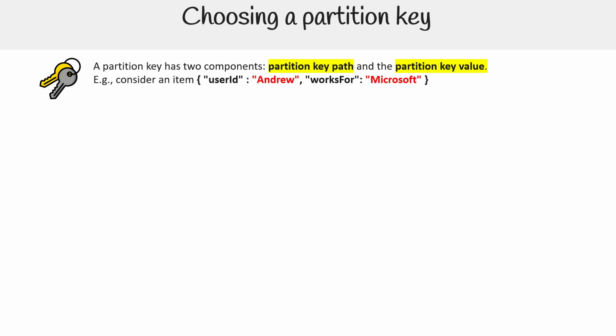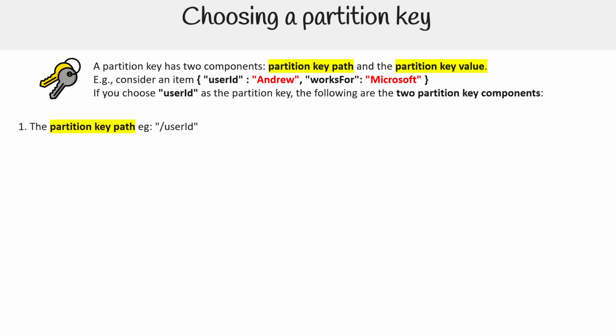So we have user ID Andrew, works for Microsoft. In this case, we're trying to find something that is like a unique identifier for that item. And so I would say a user ID would be that thing there. So in this case, our partition key path would be /userID. So that would be part one of it.